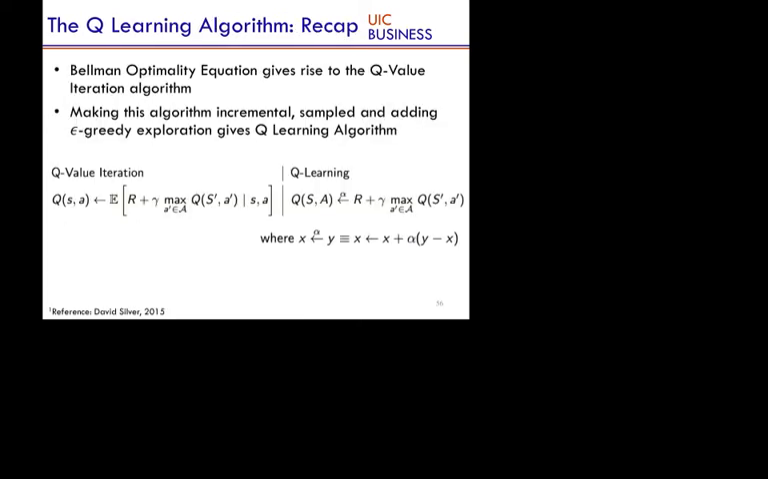Just a recap. The Bellman optimality equation gives rise to the Q value iteration algorithm, and you make this algorithm incremental, sample-based, and add epsilon greedy exploration. These three ingredients will get you the Q learning algorithm. We have skipped the formal way of deriving it. We just intuitively said adding these three ingredients will get us the Q learning update from the Q value iteration update. Okay. Any questions so far?